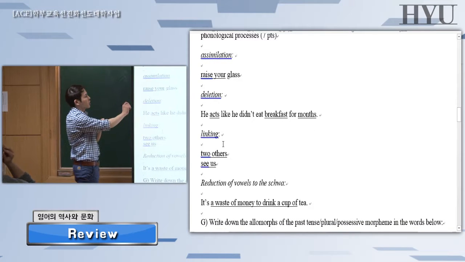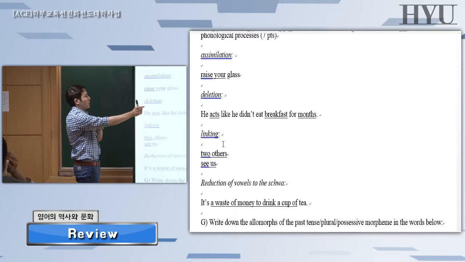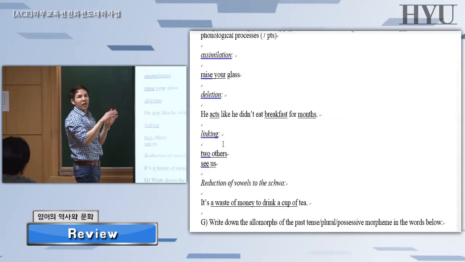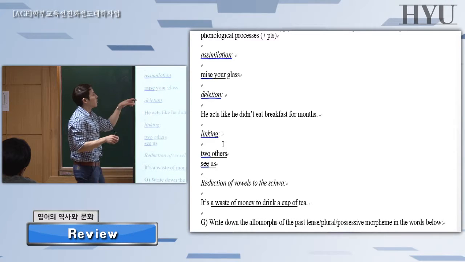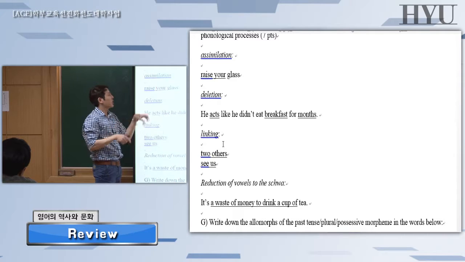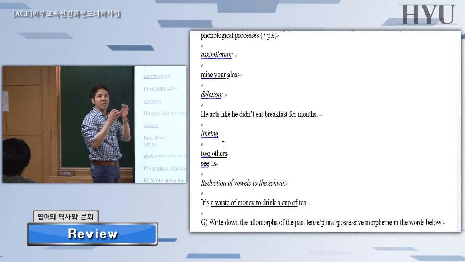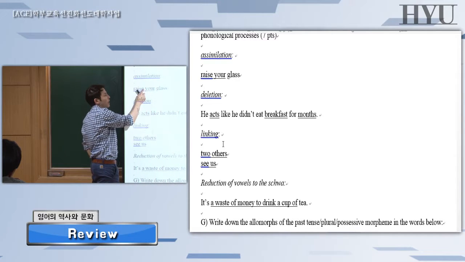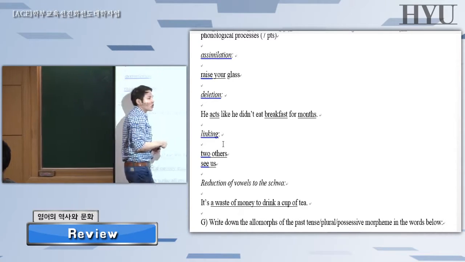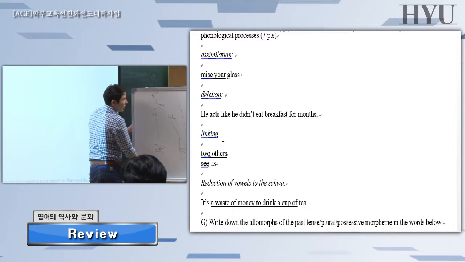Okay, let's look at number F. So what you have to do here is to give me the result of phonological processes of assimilation, deletion, linking, and reduction of vowels. Okay, so we'll focus on the result. So we have in the first one assimilation, right, where two sounds are becoming more like each other. So raise your glass. Raise here is a Z sound, and then your, here, is a glide sound.